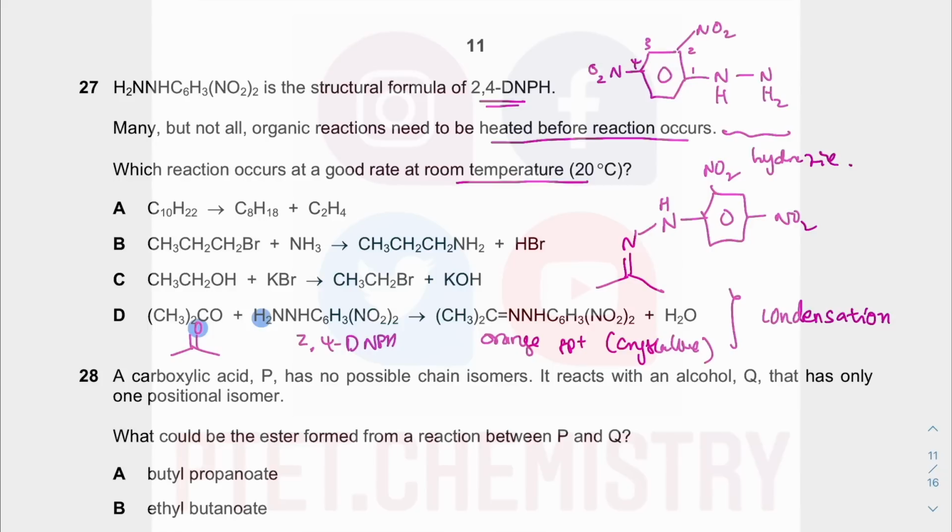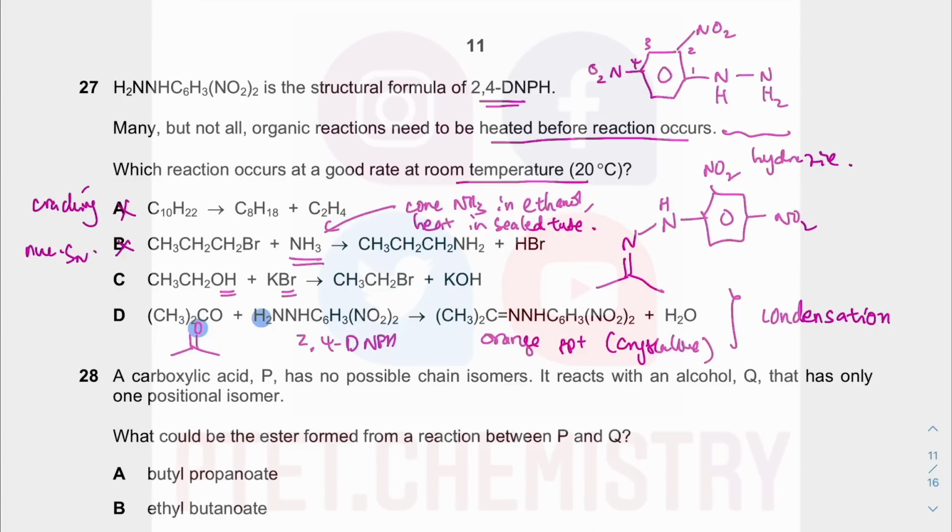The rest of them, this one is a cracking, so you need high temperature. The next one is a nucleophilic substitution. You need concentrated NH3 in ethanol. You also need to heat under pressure, in a sealed tube. And then the next one is you need to replace the OH with Br. Typically, this is not how we would do it, but it could be done, but you need to reflux it. Usually we would use HBr instead of KBr. But D is the one that will obviously happen at room temperature.